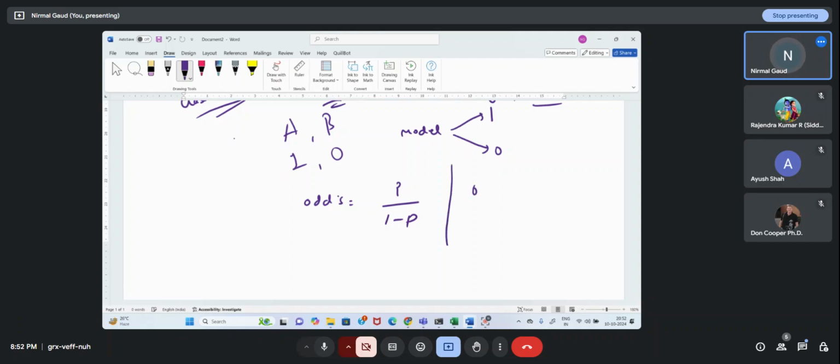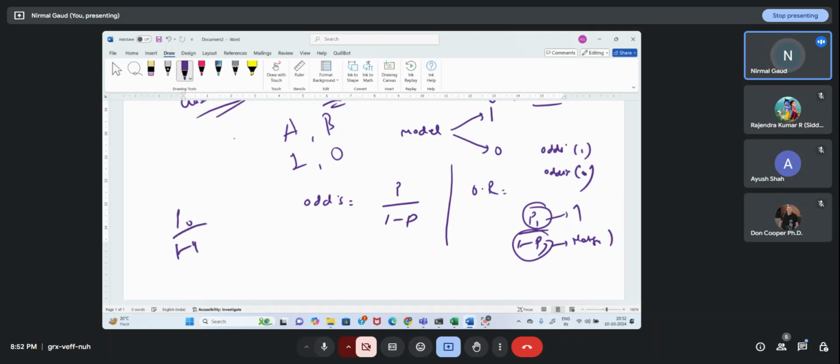Then you have been told about the odds ratio. I need to calculate odds for 1 and odds for 0. Let us suppose the odds for 1 is P1 upon 1 minus P1; here I'm getting P1, that means 1, and here I'm not getting 1. And P0 upon 1 minus P0: here I am getting 0, and here I am not getting 0. So let's take the ratio of these two. It's called the odds ratio.